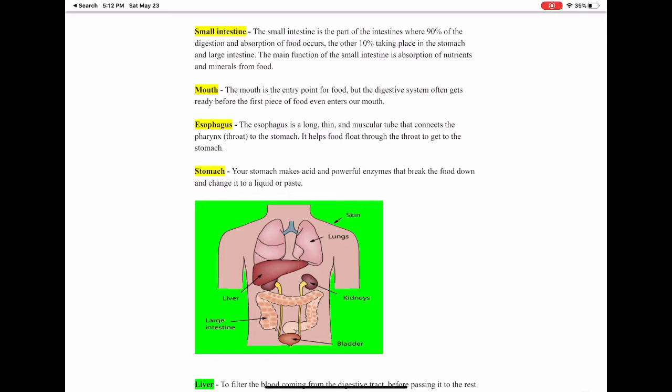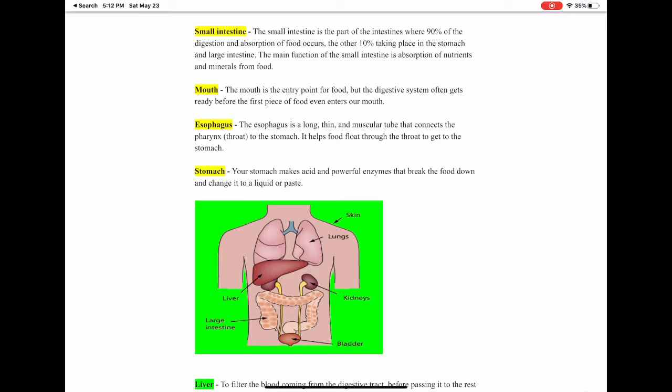Then the last part in the digestive system is the stomach, which makes acid and powerful enzymes that break the food down and change it to liquid or paste. So the stomach just breaks down all the food that you eat and makes sure that it can go through every other stage in the digestive system properly.